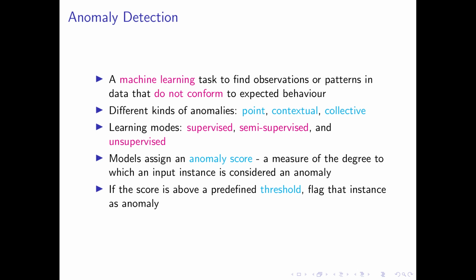Anomaly detection models typically assign an anomaly score to each input instance, and anomaly score is a measure of the degree to which that instance is considered an anomaly. Here we follow the convention: the higher the anomaly score, the more anomalous. So we can define a threshold. If you want to classify each instance as anomalous or not, the easiest way is to define a threshold and say that all the instances that have an anomaly score higher than the threshold are anomalies.